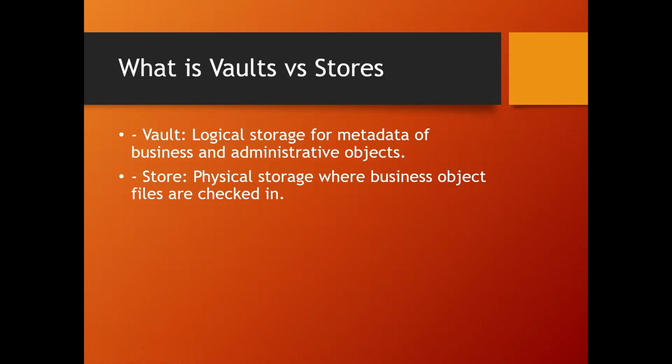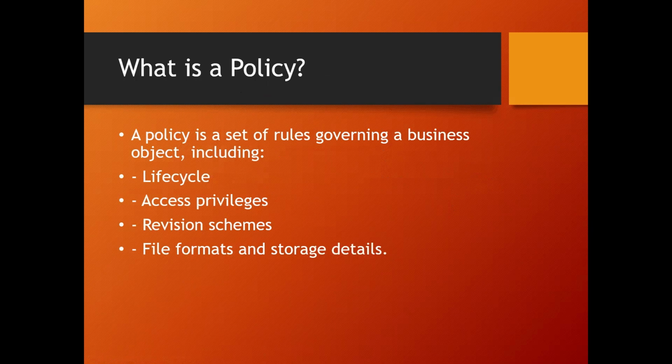Now moving to the next question. What is policy? So policy is a set of rules governing a business object, and it includes all the points above and below. Policy basically controls the business object. So we have defined some rules, or we can define some rules.